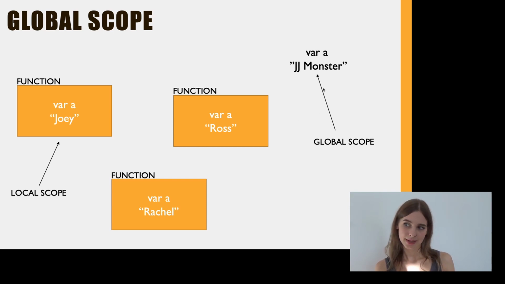Whereas my variable a that is storing a value of JJ Monster is a global variable. You see, these are the islands and this is the ocean, and it's visible everywhere. Those are only on those mini islands, and JJ Monster is literally everywhere in the program.